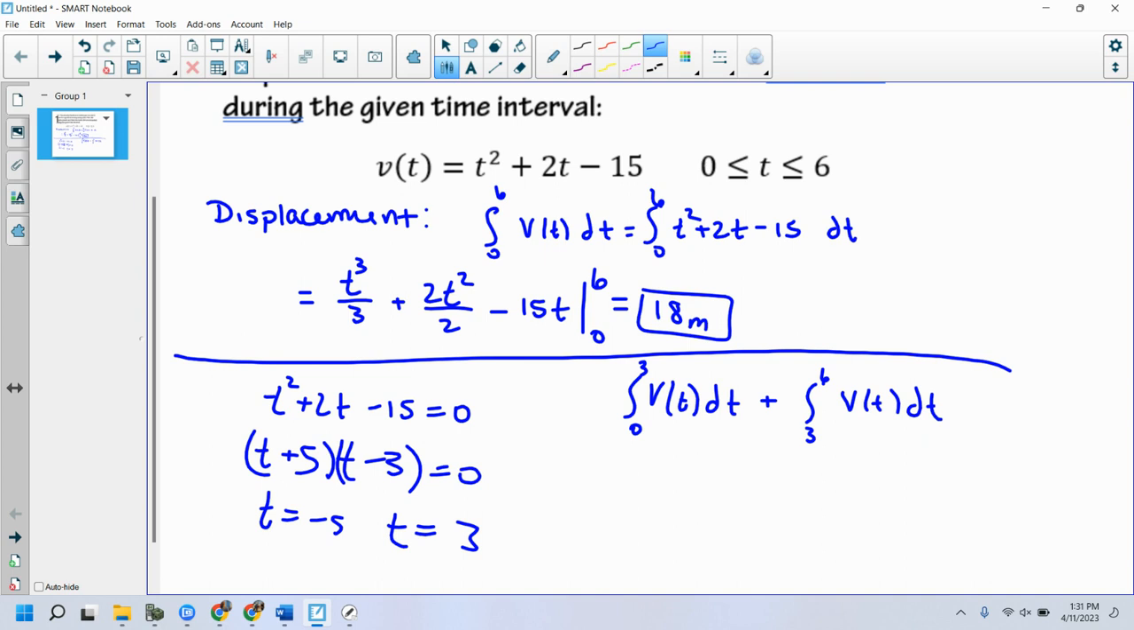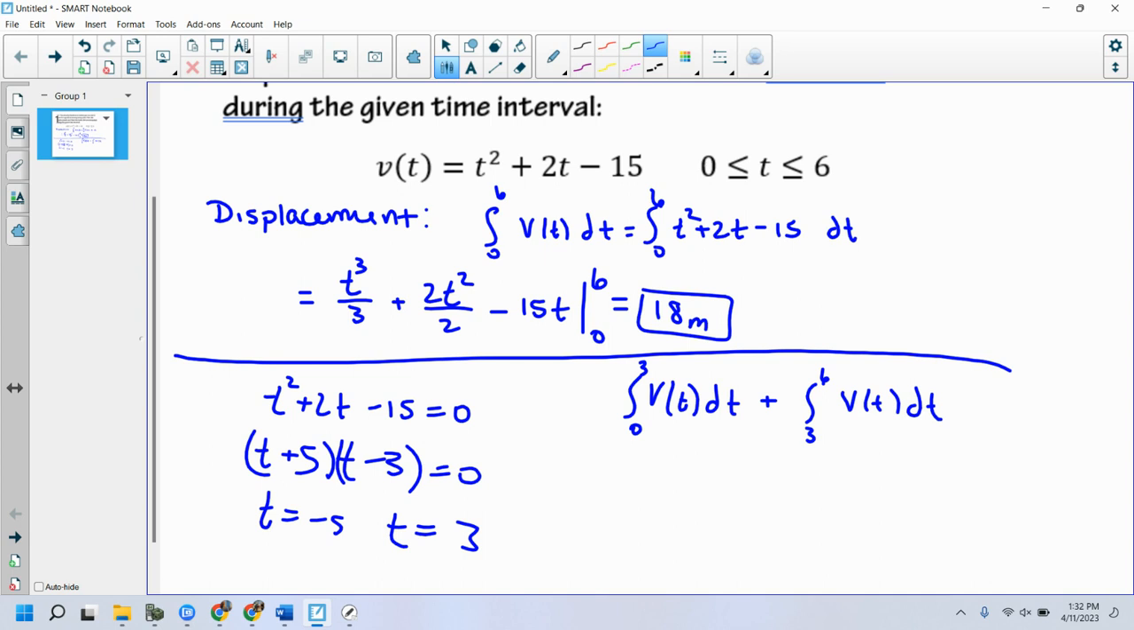Well, what time period am I moving in the negative direction? From 0 to 3 or 3 to 6? Well, just plug in 1 and see what happens. At time 1, I'm going to have 1 plus 2 minus 15. Okay, that's definitely going to be negative, right? So at time 1, I'm moving in the negative direction, which means from time 0 to 3, I'm moving in the negative direction. So I just want to turn it positive.